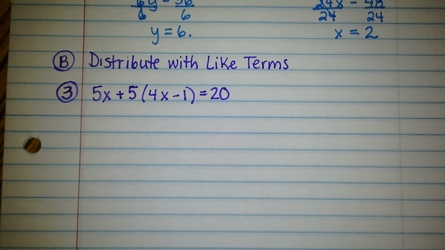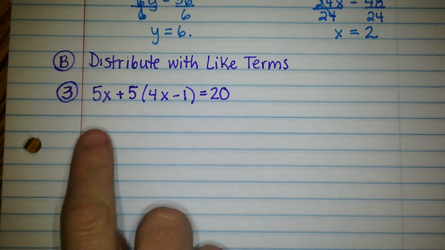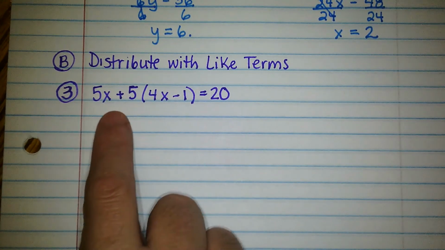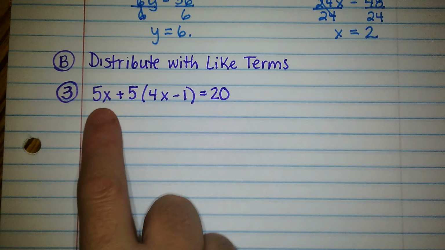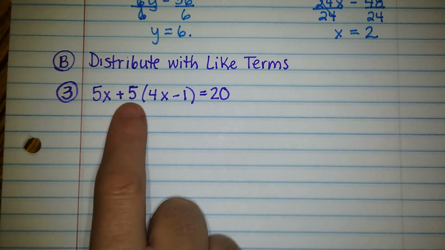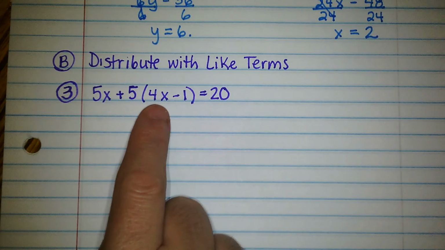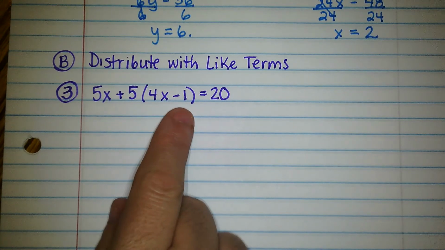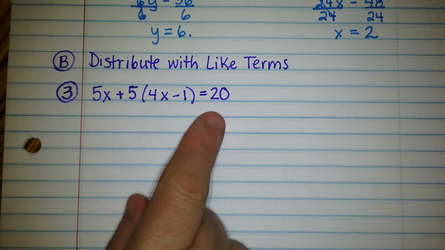Okay, so we're on our second phase. We're at a beginner and we're now looking at distributive property with like terms. Here's your first example. So write this down correctly. You need 5x plus 5(4x minus 1) equals 20.